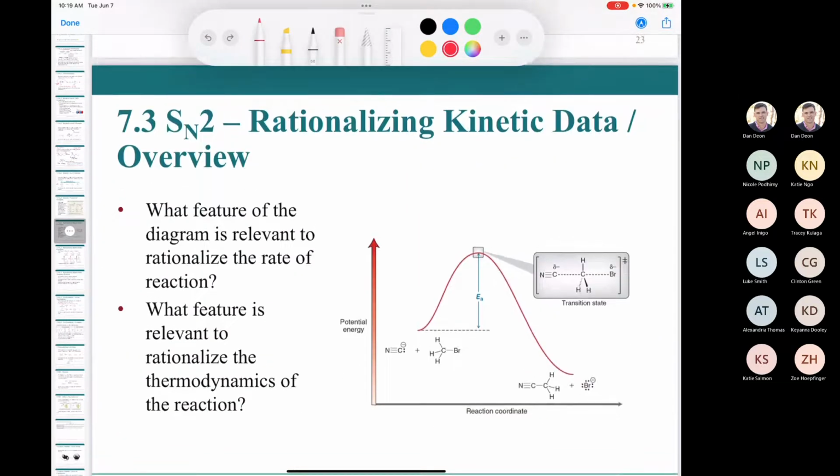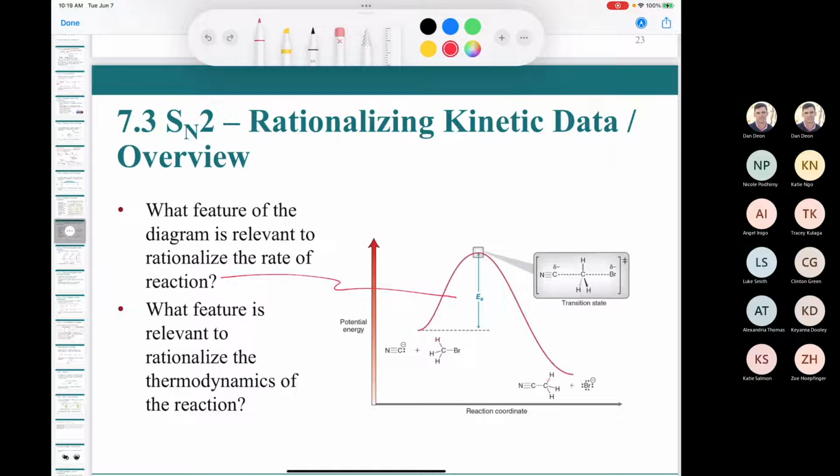Chemists want reactions that are going to occur at an appreciable rate. Now, if we look at the reaction coordinate diagram and we look at the transition state, it says here, what feature of this diagram is relevant to rationalize the rate of the reaction? Well, what's related to the rate of reaction that we see here? It's the activation energy. So we look at the activation energy here. And it says, what feature is relevant to rationalize the thermodynamics? That's the relative energies of the reactants and the products.